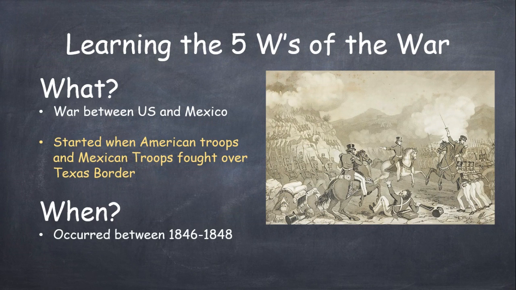So what ended up happening was the United States sent troops down to guard that border. Mexico said, "You're in our land." The United States said, "No, we weren't." And then before you know it, shots were being fired, and that's how the war started. When did this occur? It occurred between 1846 and 1848.